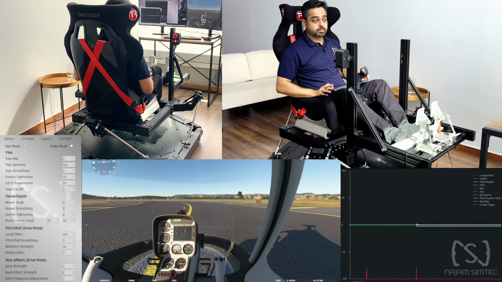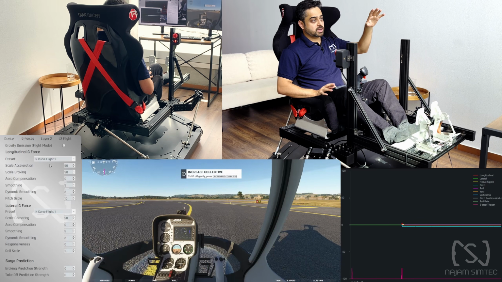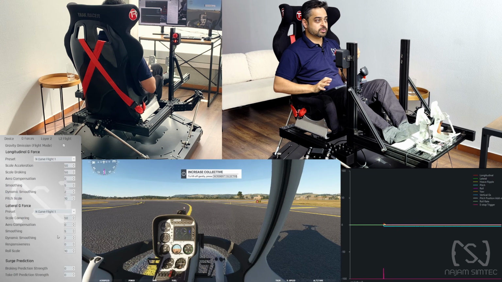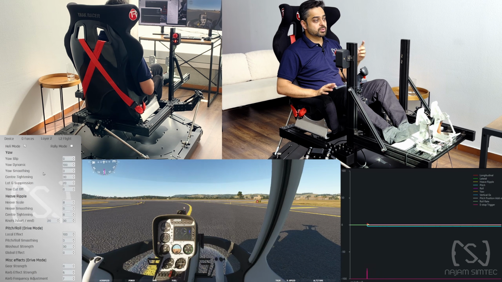Now, let's do just a little bit of heli flying. In G-forces, I'm going to set everything to 50. We don't expect a lot of longitudinal or lateral G-forces in heli flying. Then in layer 2, we have our yaw slip, and I'm going to leave this at 100% as well.